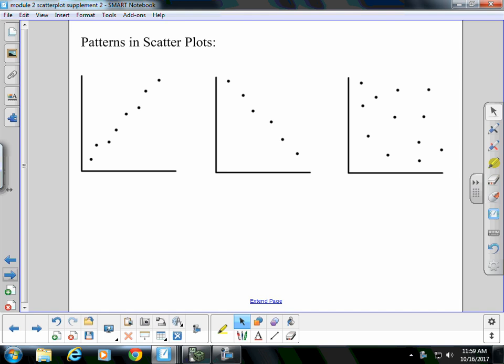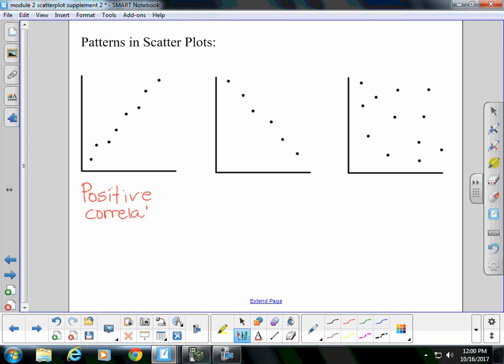All right, patterns and scatter plots. A scatter plot is data points that are scattered and don't quite make a line. Like in this first scatter plot, this is a linear scatter plot that almost forms a positive line. So this one has a positive correlation, or in other words, it would have a positive slope.